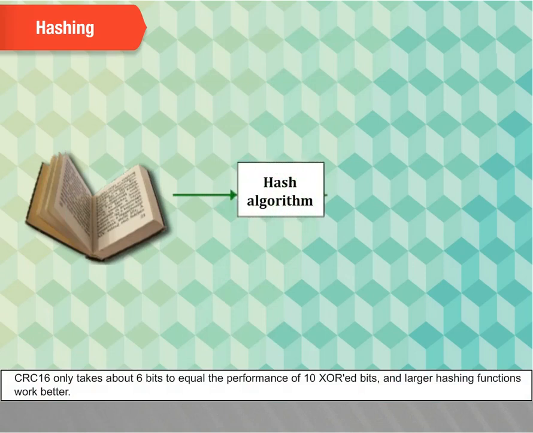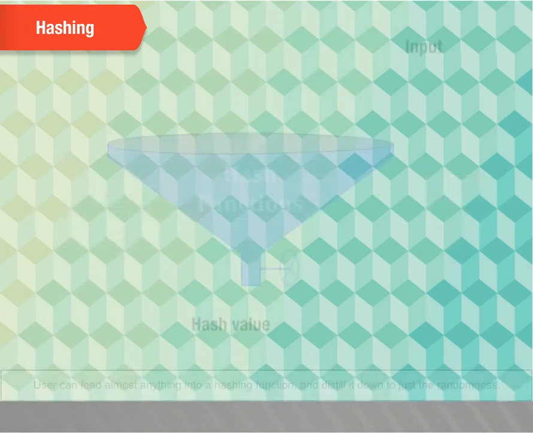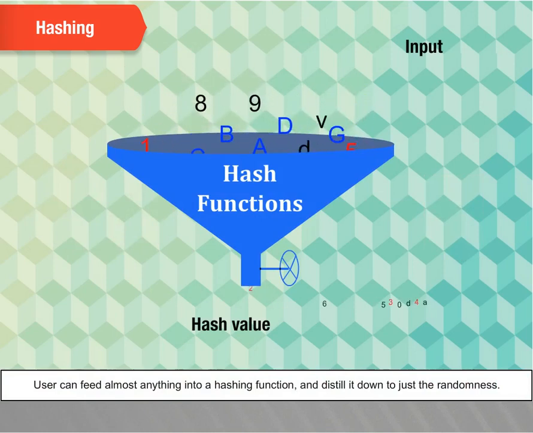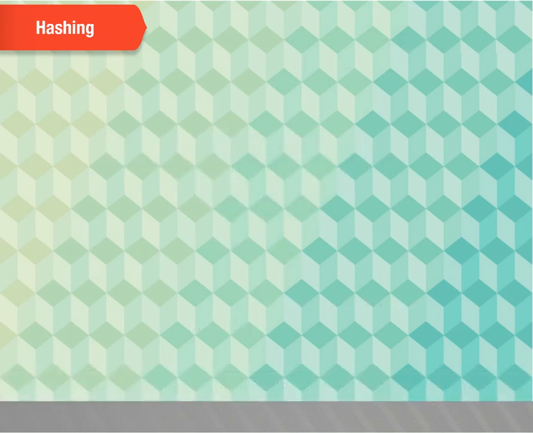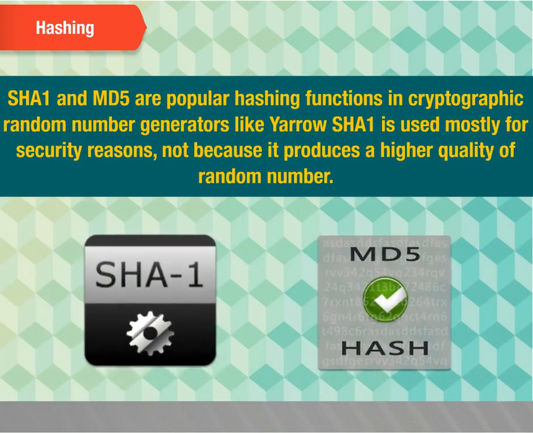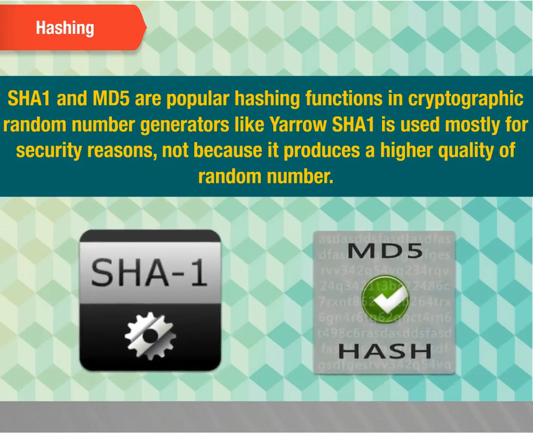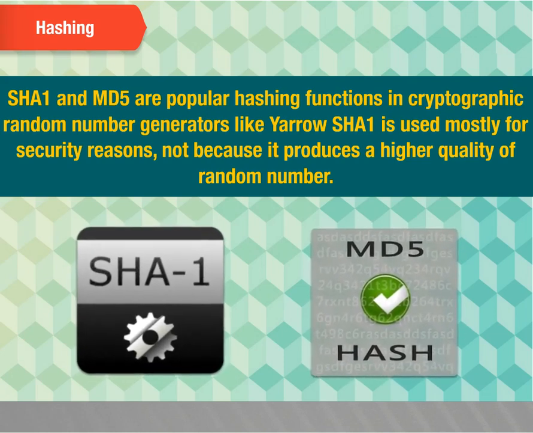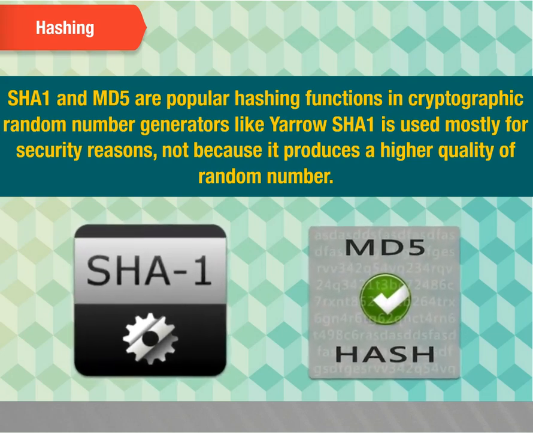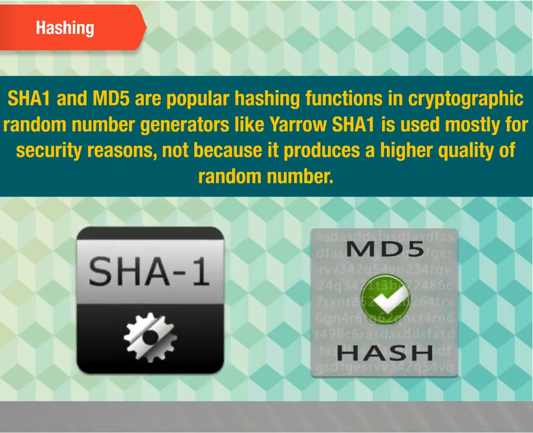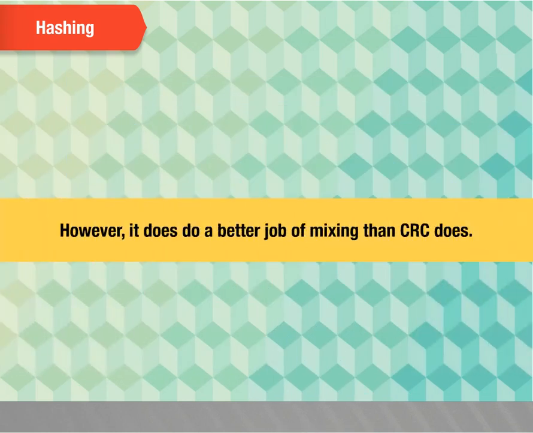CRC16 only takes about 6 bits to equal the performance of 10 XORed bits, and larger hashing functions work better. A user can feed almost anything into a hashing function and distill it down to just the randomness. SHA1 and MD5 are popular hashing functions in cryptographic random number generators like Yarrow. SHA1 is used mostly for security reasons, not because it produces a higher quality of random number. However, it does do a better job of mixing than CRC does.